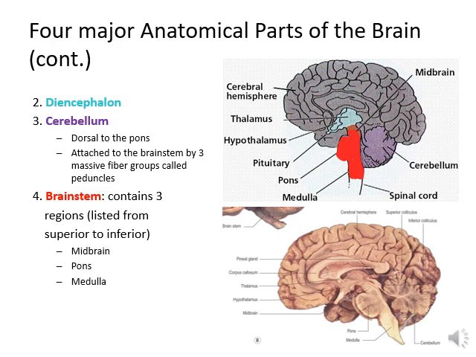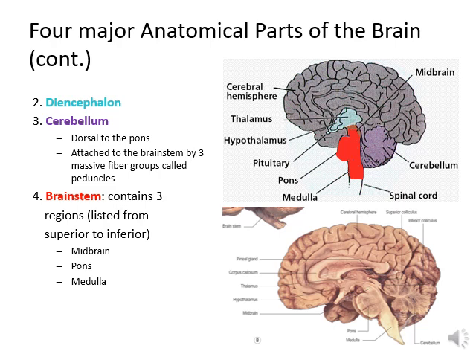The third part of the brain is the cerebellum. The cerebellum is located behind, on the posterior side of the brainstem, and in the inferior part of the brain. In this picture, it is colored purple. The cerebellum is attached to the brainstem by three massive fiber groups called peduncles, and it's also the axis of the nervous fibers.